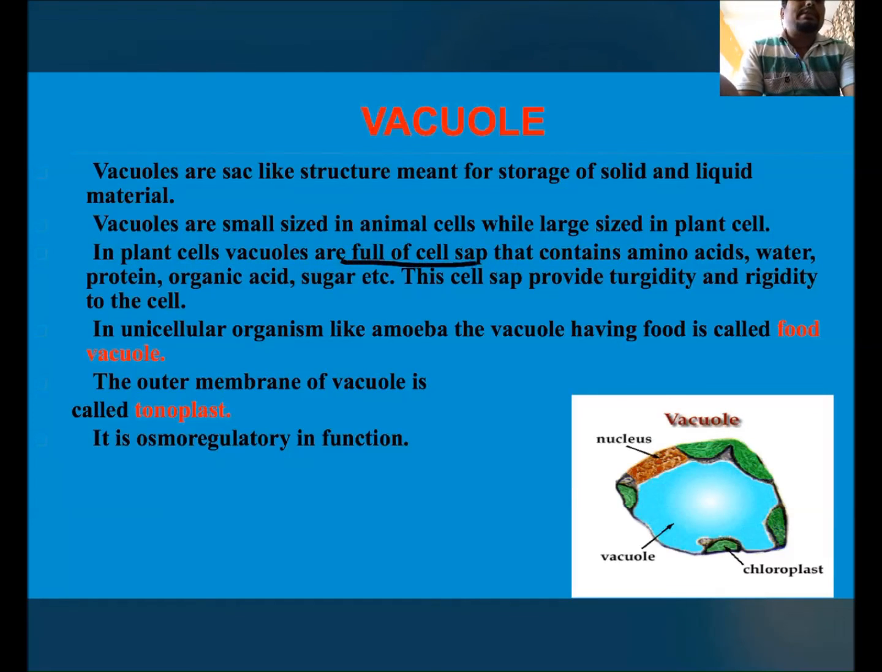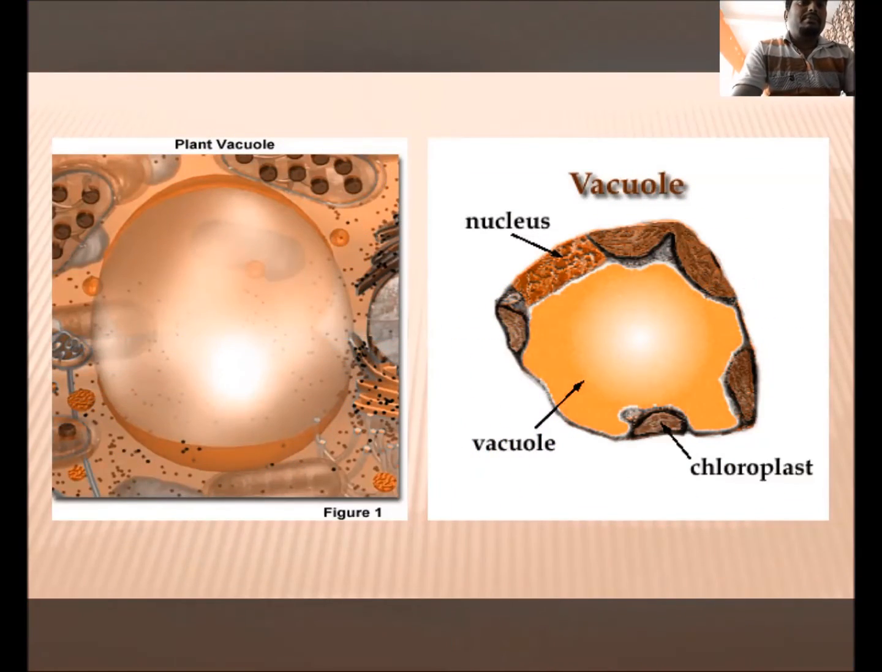In plant cells, vacuoles are full of cell sap that contains amino acids, water, protein, organic acids, sugar, etc. And this cell sap provides turgidity and rigidity to the cell. It gives the cell strength and a proper shape. The outer membrane of the vacuole is called tonoplast. And what is the function? It is osmoregulatory in function. It regulates the osmotic concentration of the cell sap.